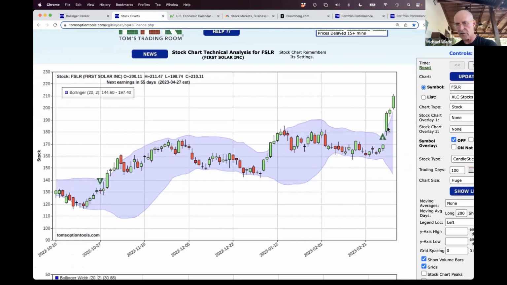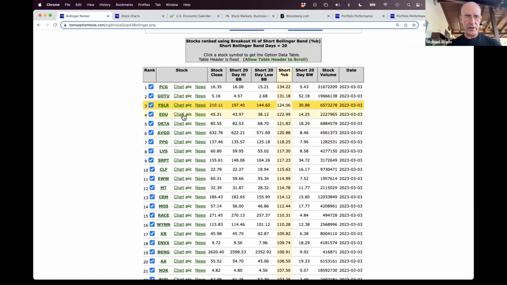So this stock was detected based on the fact that it didn't just touch and slightly go above the upper Bollinger Band, but it eclipsed it and looks poised for further upside. First Solar is a stock that I want to take a look at today. Let's take a look at a couple other ones here.